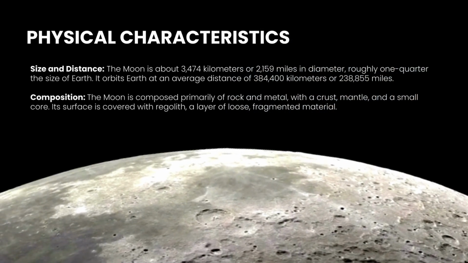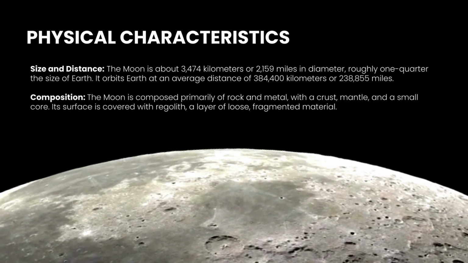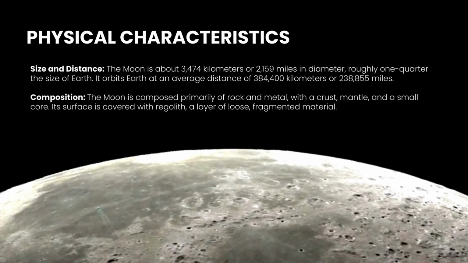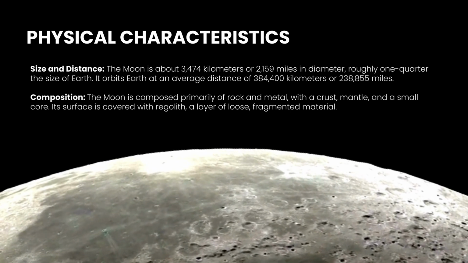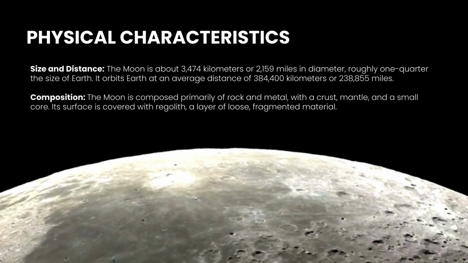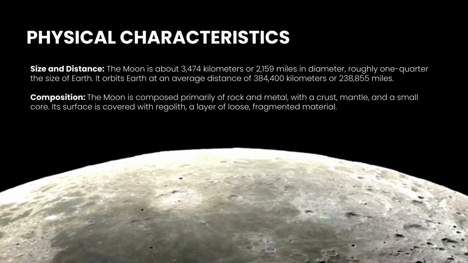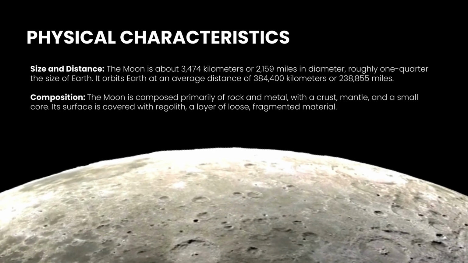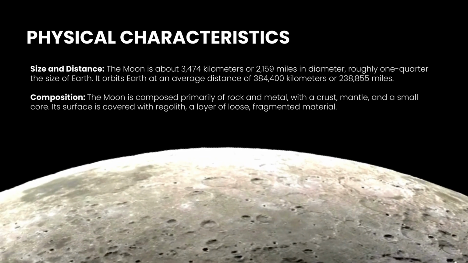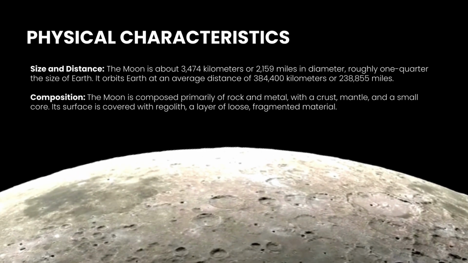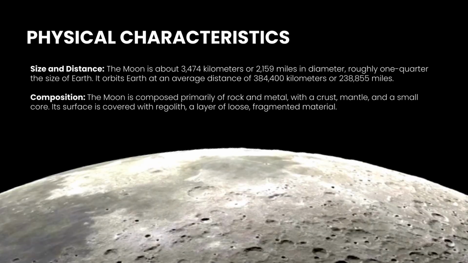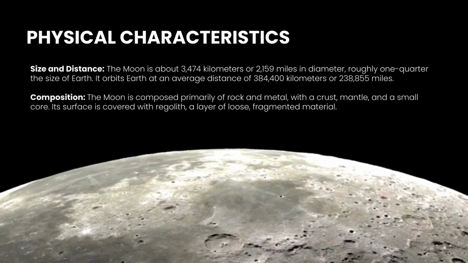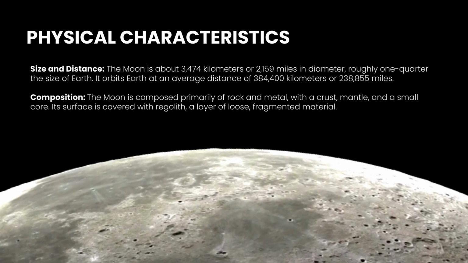Size and distance. The Moon is about 3,474 kilometers or 2,159 miles in diameter, roughly one-quarter the size of Earth. It orbits Earth at an average distance of 384,400 kilometers or 238,855 miles. Composition. The Moon is composed primarily of rock and metal, with a crust, mantle, and a small core. Its surface is covered with regolith, a layer of loose, fragmented material.